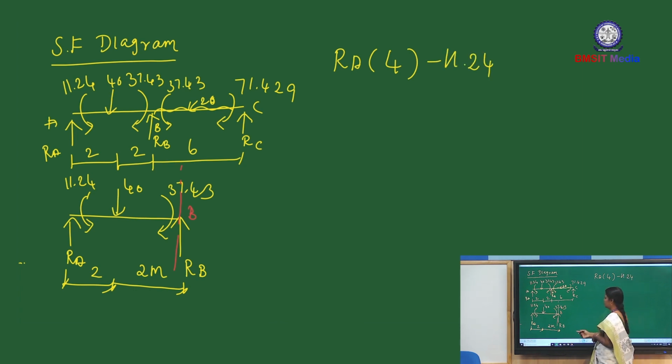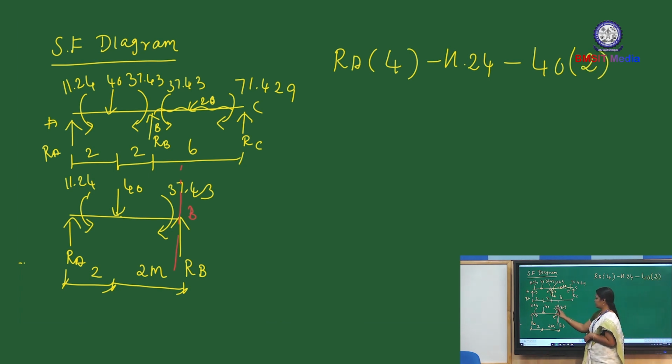Minus 11.24. Now coming to this 40, this is a point load. It is producing anti-clockwise moment about point B, so minus sign. The point load is 40. We have to consider the perpendicular distance from here to here. If the force is a vertical force, we have to consider the horizontal distance. This distance is the perpendicular distance for this point load. So here to here, 2 meter.